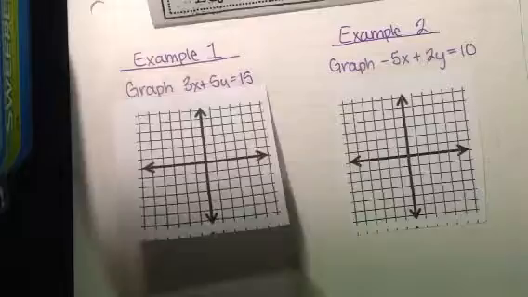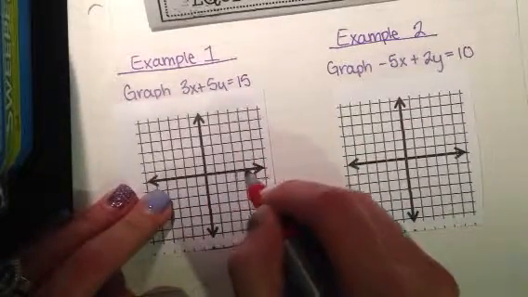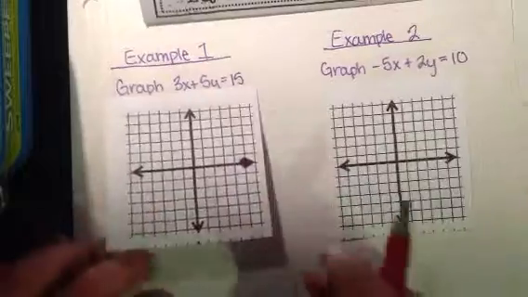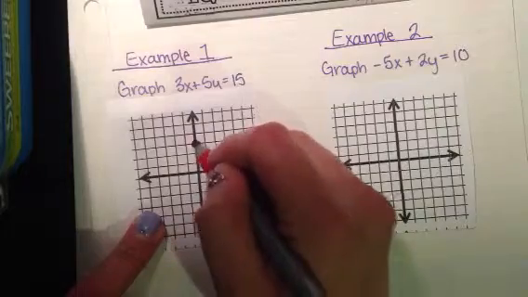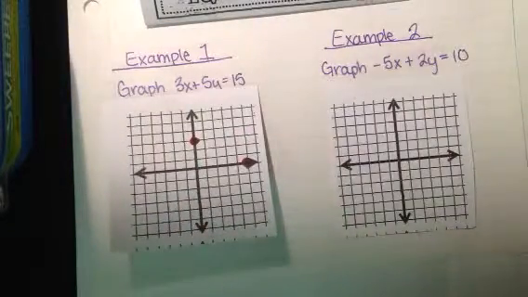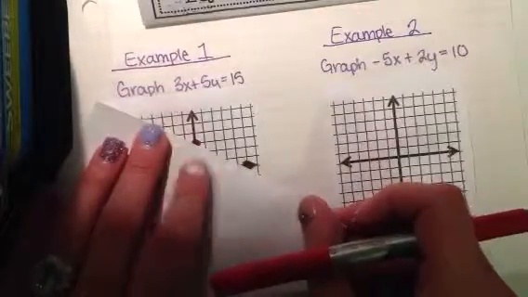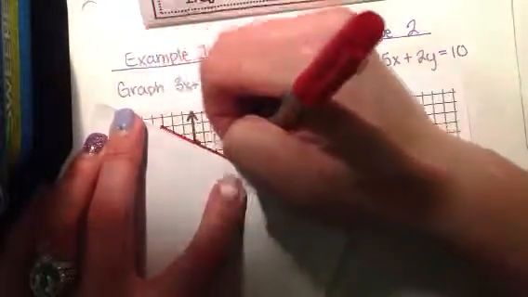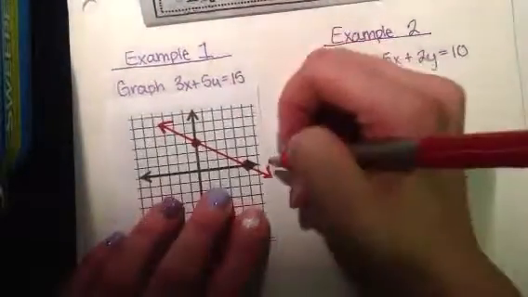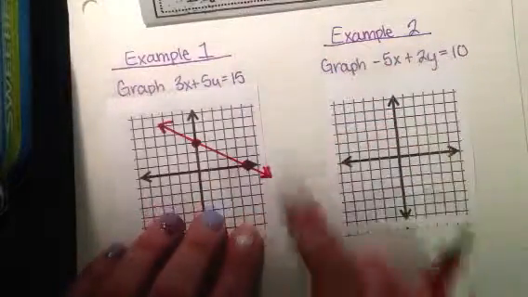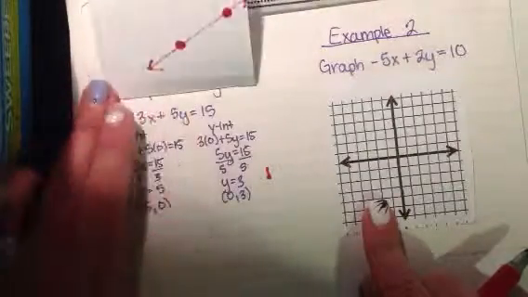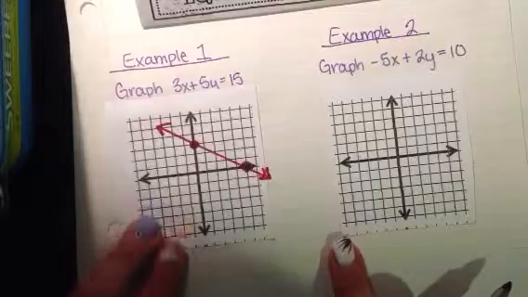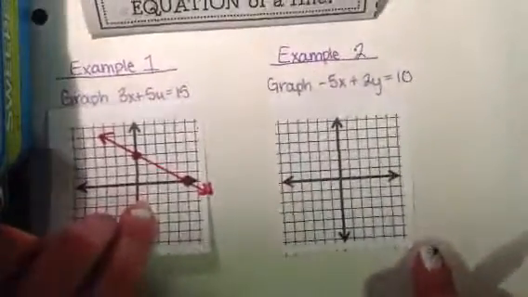So we've got one at 5, 0, so we've got one right there. And we have another one at 0, 3. So 0, 1, 2, 3. Now if I connect those dots and draw a line, there is the line for that equation. You can draw the graph without having to make a table if you solve for the x and y intercepts. Now let's do it one more time for this example.